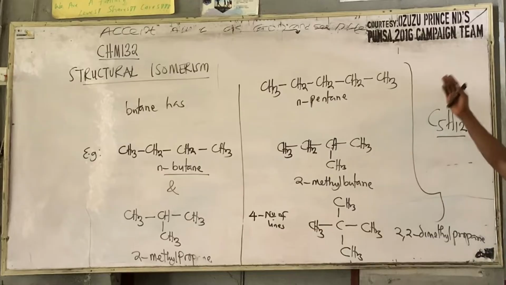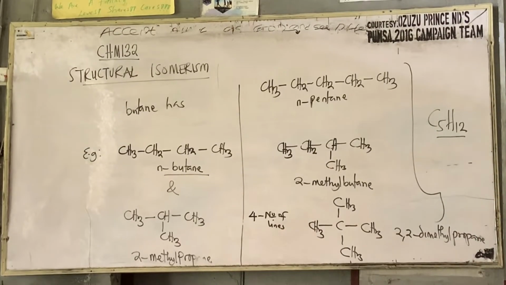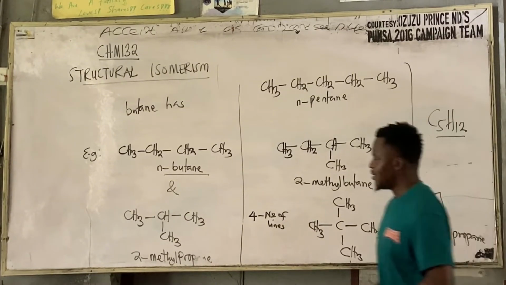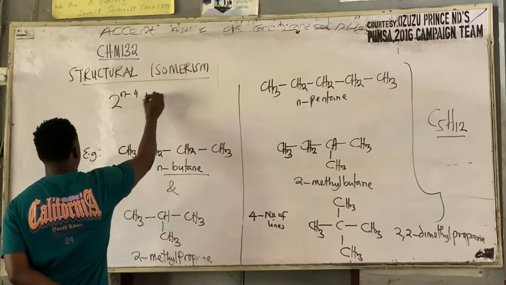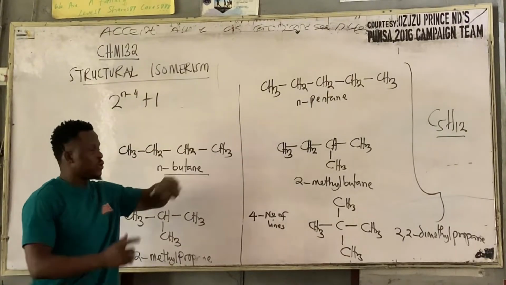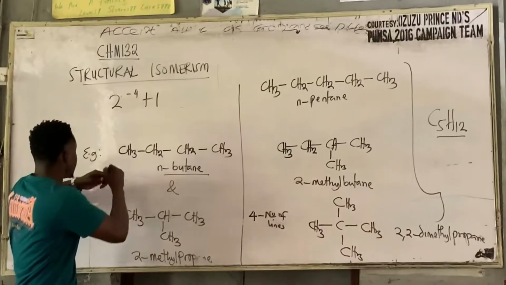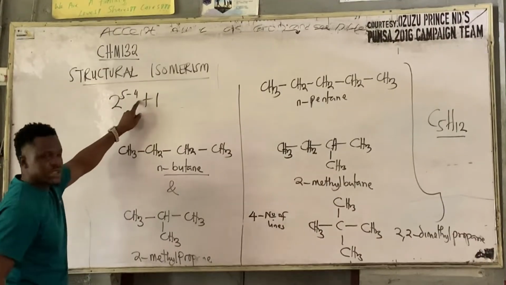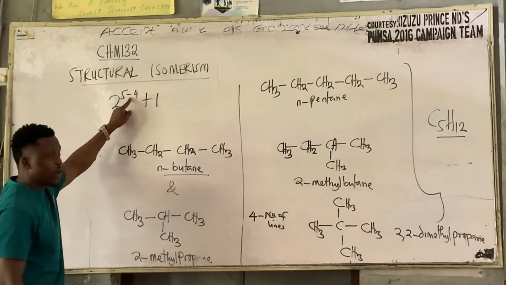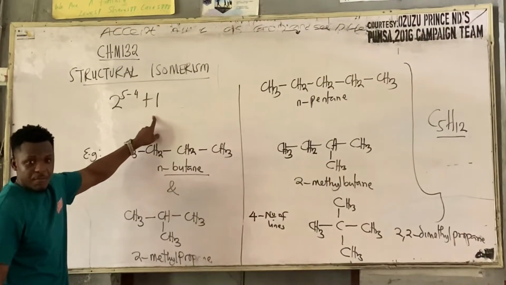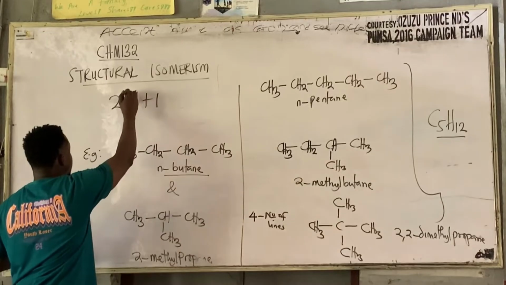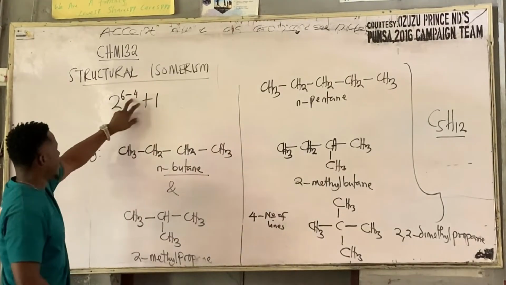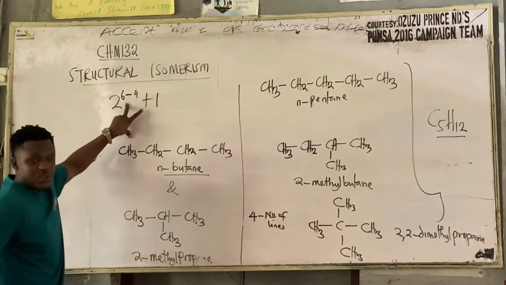So that is it. Pentane will have 3 isomers, because the formula is 2 raised to (n minus 4) plus 1. Pentane has 5 carbons, so if I put 5 here, 5 minus 4 is 1. 2 raised to the power of 1 is 2. 2 plus 1 is 3. That shows it's 3 isomers. So for hexane, if I put 6 minus 4, that gives 2, 2 raised to the power of 2 is 4.